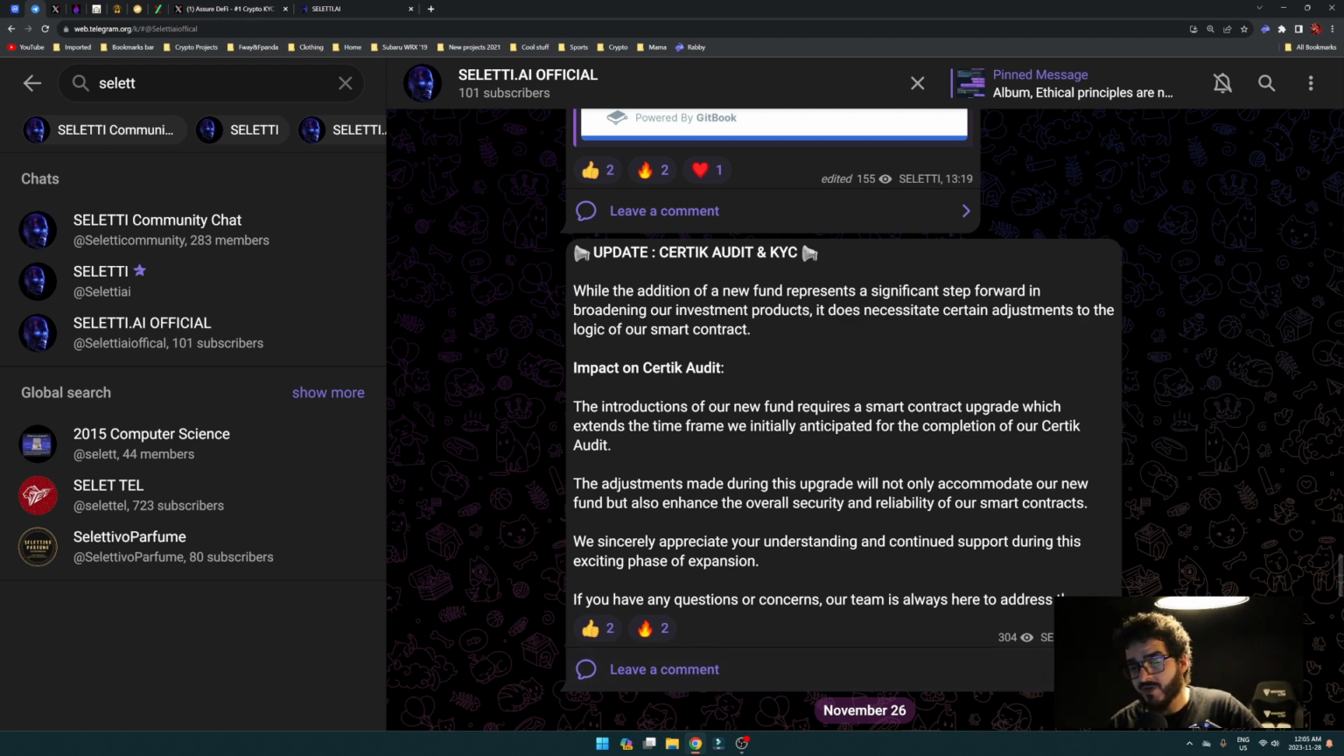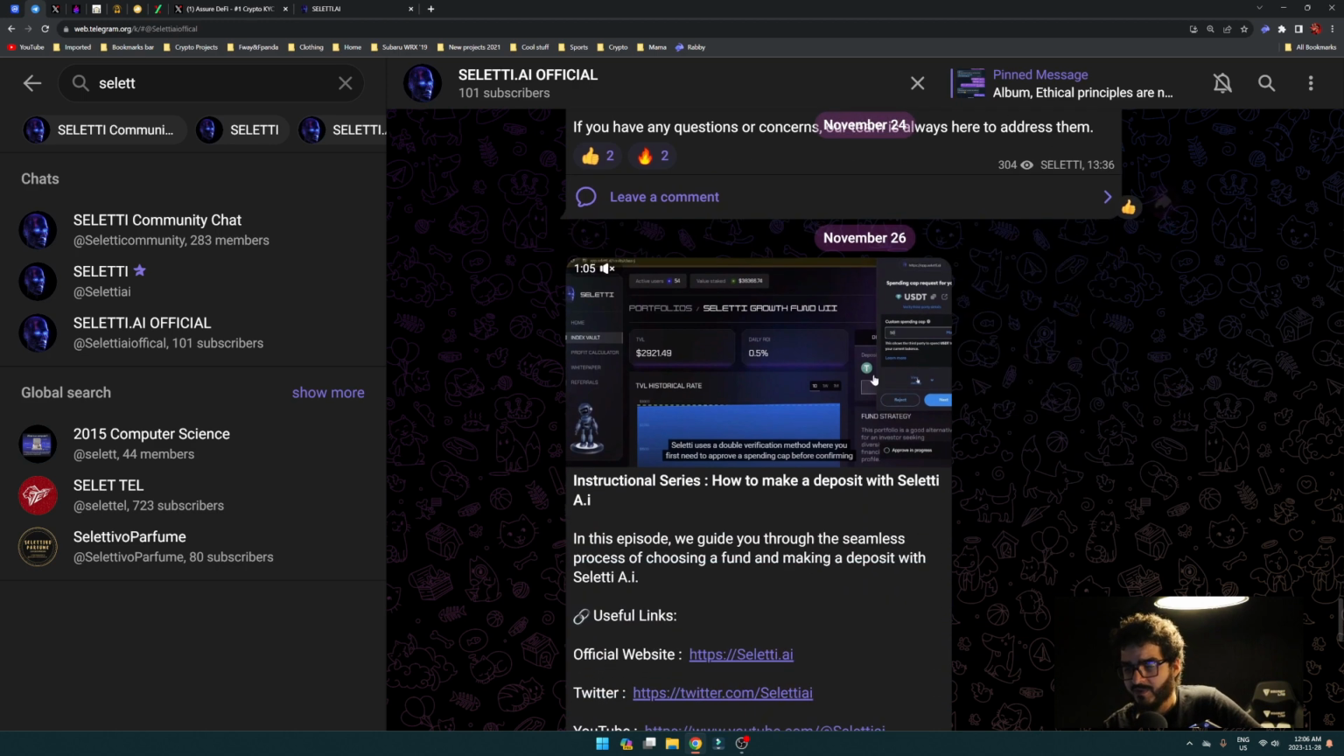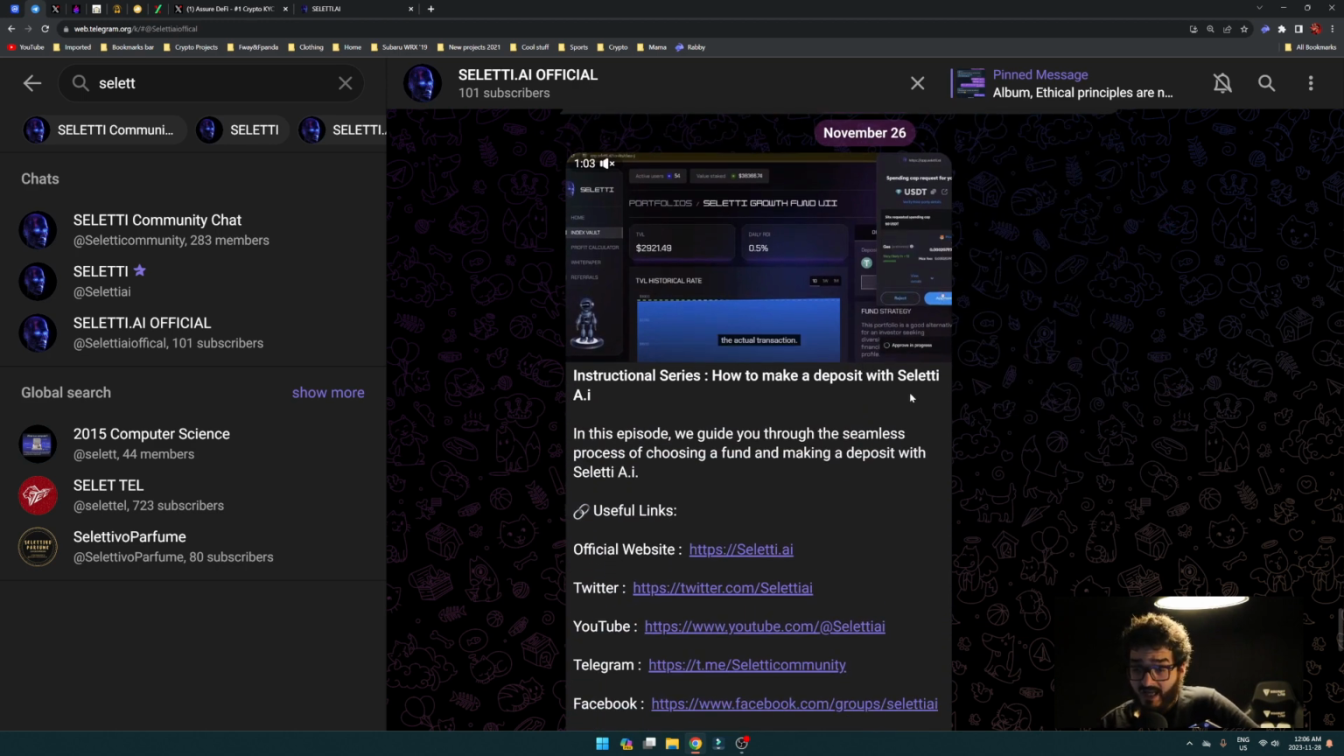The introduction of our new fund requires a smart contract upgrade, which extends the time frame we initially anticipated for the completion of our Certik audit. This is why it's taking a bit longer. The adjustments made during this upgrade will not only accommodate our new fund, but also enhance the overall security and reliability of our smart contract. I don't know exactly how this is going to happen. We sincerely appreciate your understanding and continued support during this exciting phase of our expansion. So that's pretty cool.